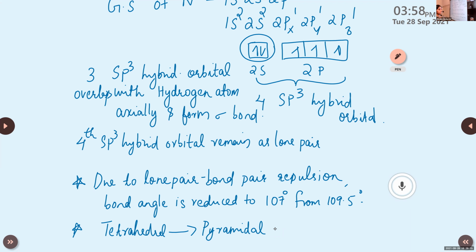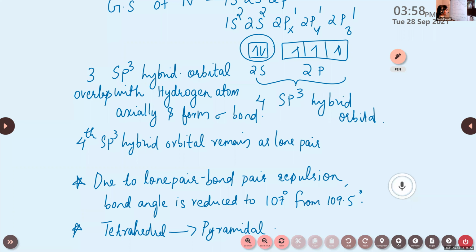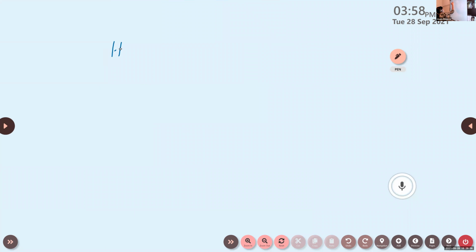Yes, ma'am. Okay. Any doubt, anyone? Clear, right? Then we will discuss one more example that also belongs to sp3 hybridization. That is the H2O molecule. So the next example is the H2O molecule.